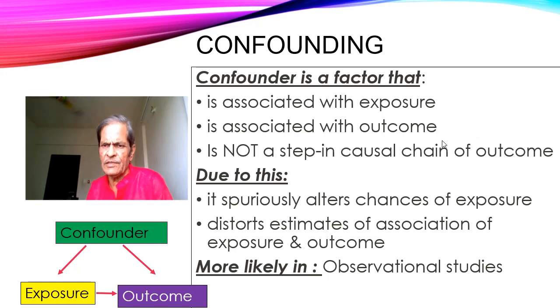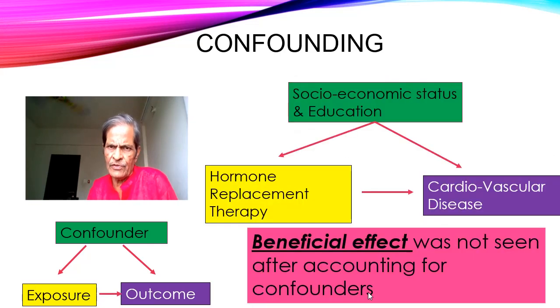So it spuriously alters the chances of exposure, and therefore it spuriously shows either the presence or absence of the association with the outcome. A wrong conclusion is likely to be drawn if the effect of the confounder is not given thought to. So it alters the chances of the exposure, and thereby it distorts the estimates of association of the exposure and outcome. It is more likely in observational studies, but it is also likely to occur in case control studies also.